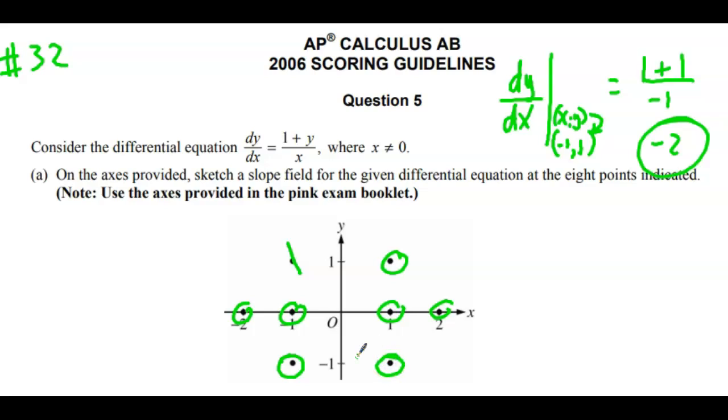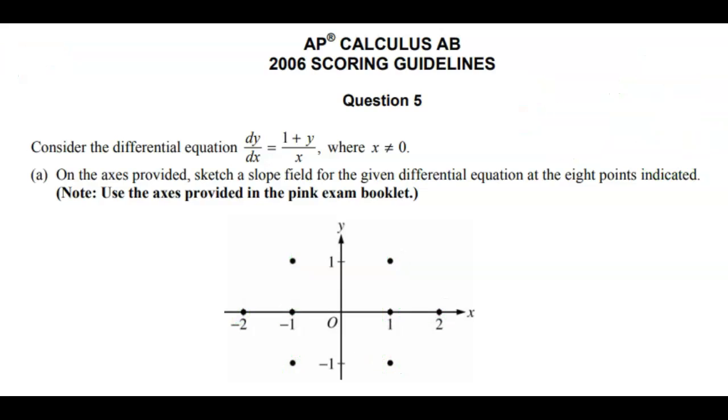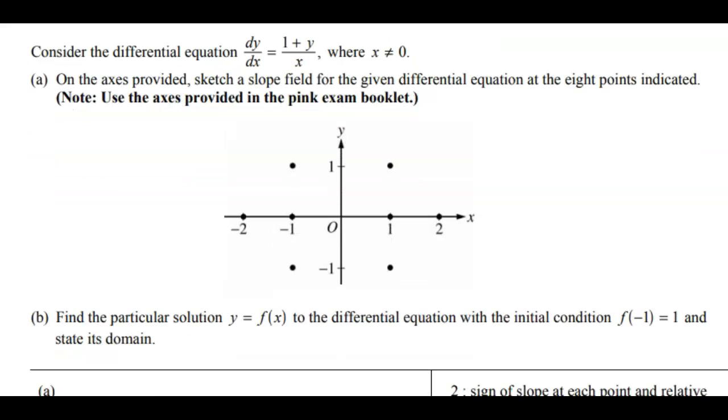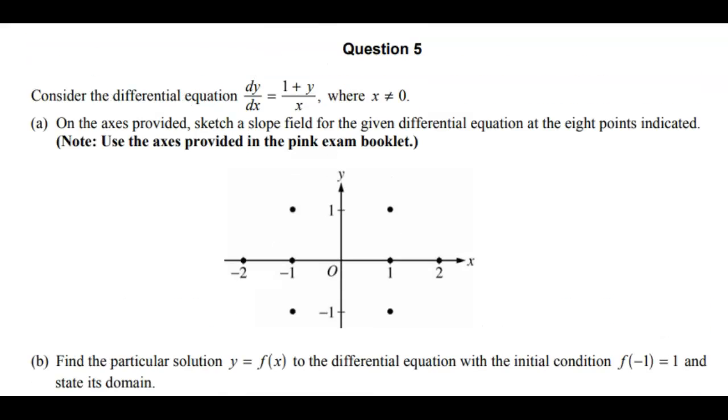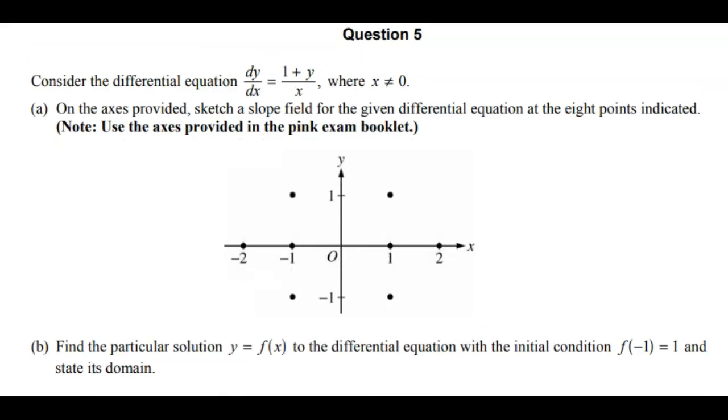Don't forget, if you have a 0 in the top of your fraction, it's a flat line. If you have a 0 in the bottom, you can draw a vertical line if you want, indicating that the slope is undefined at that point. Okay, I'll let you guys do the rest of those. As for the next part of this question, I'm not going to do it for you, but I will do an example like it. I want you guys to do this.